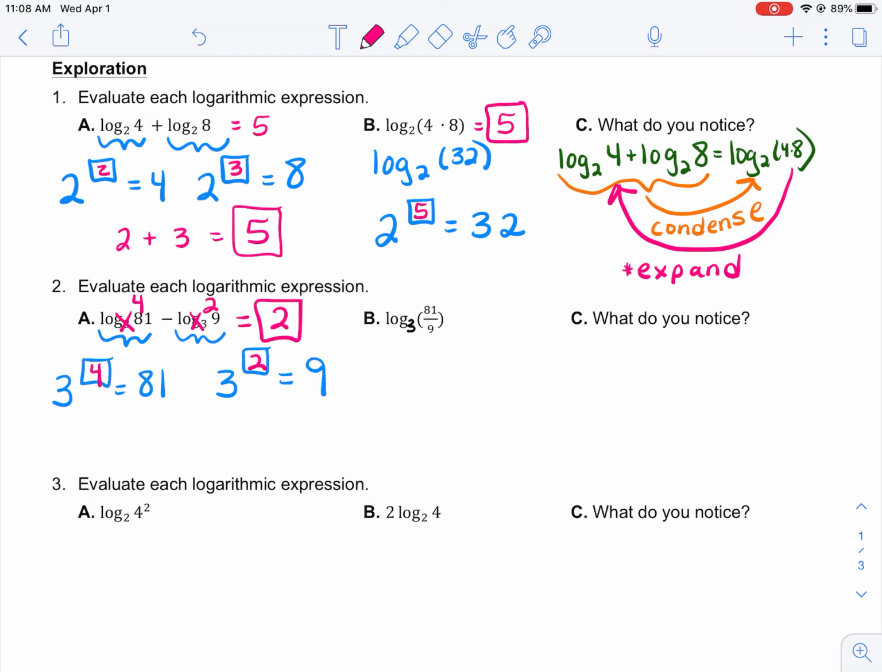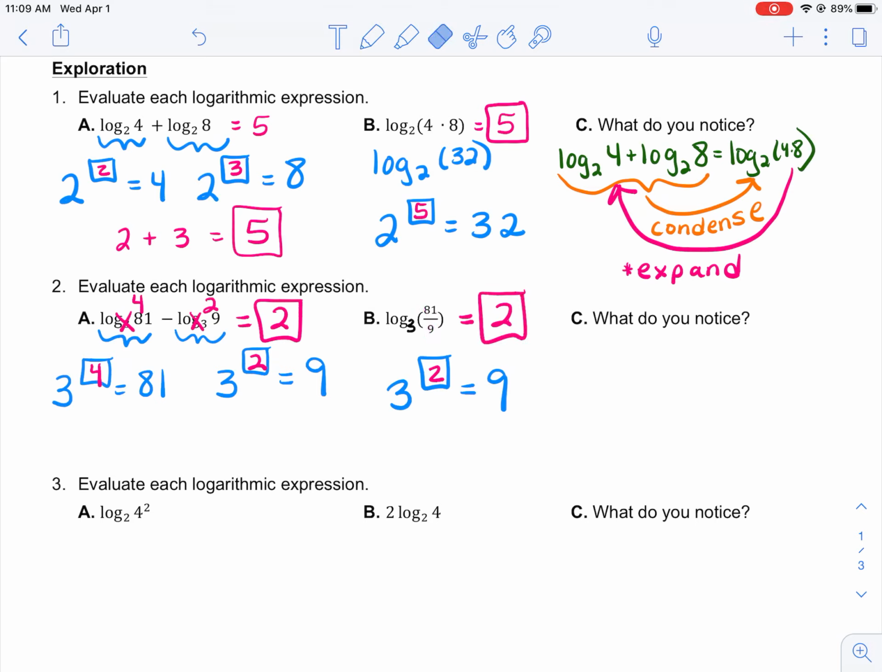Okay, so I know 81 divided by 9 is 9. So I'm going to start by saying log base 3 of 9. Okay, and so now 3 to what power equals 9? Well, 3 squared equals 9. And so log base 3 of 81 over 9 also equals 2.